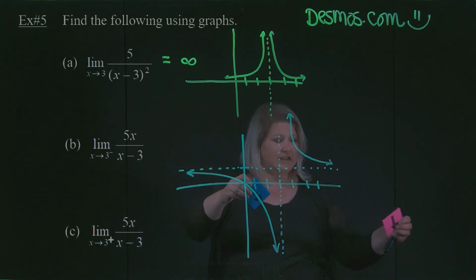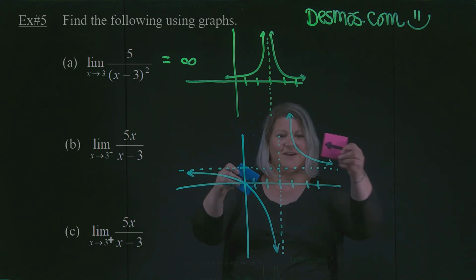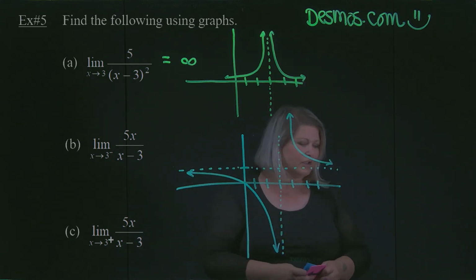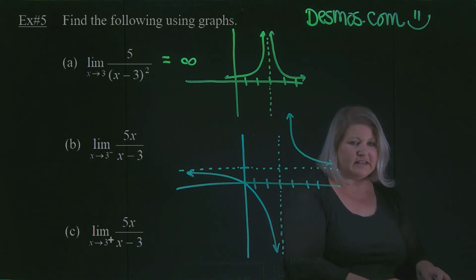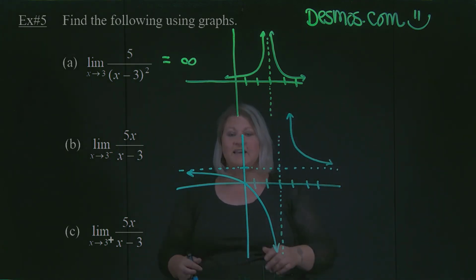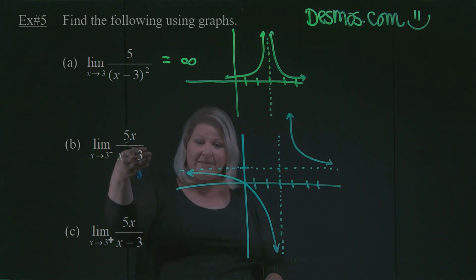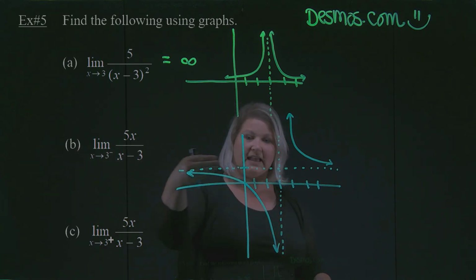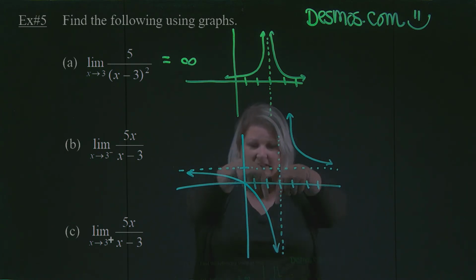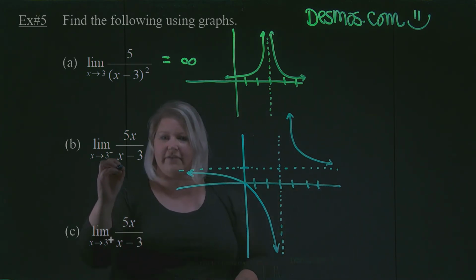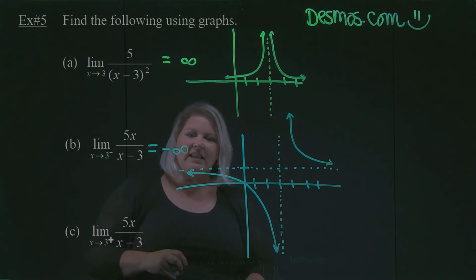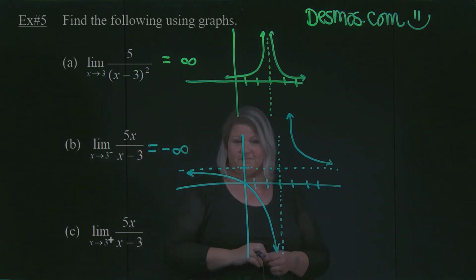Here's my left-hand side. Here's my right-hand side. These are going in opposite directions. So the limit as x is approaching 3 doesn't exist, but the left-hand limit does. As x is approaching 3 from the left, the function is going down, down, down forever and ever. So this has a limit value of negative infinity.